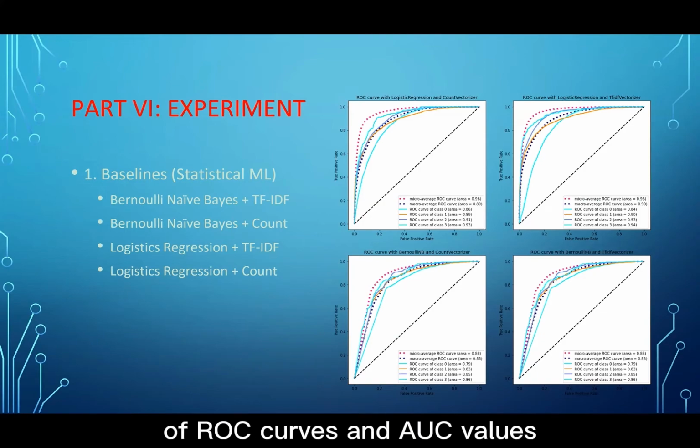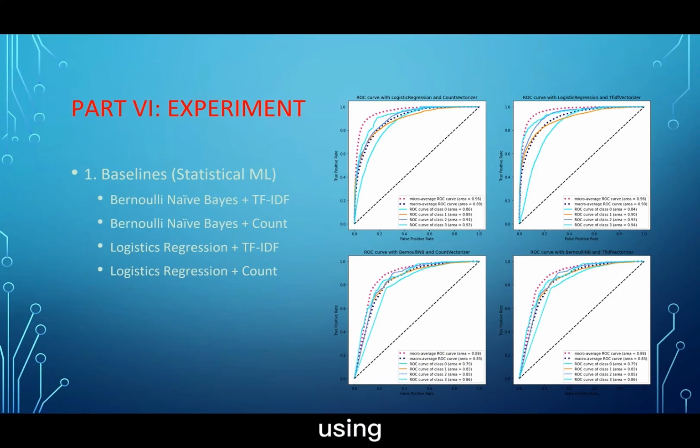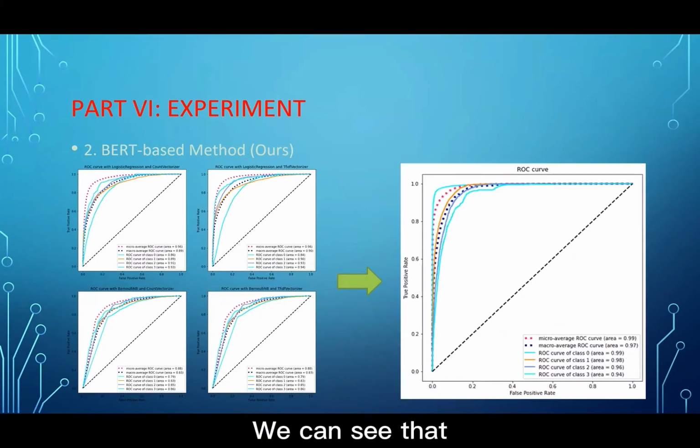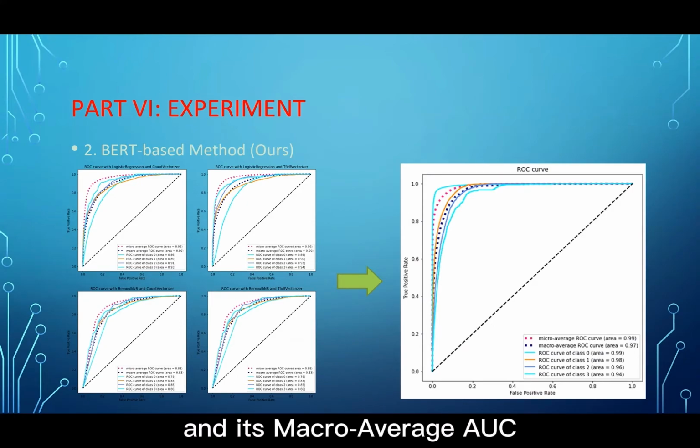From the perspective of ROC curves and AUC values, the logistic regression model using TF-IDF coding has the best results among the baselines, with its micro-average AUC and macro-average AUC exceeding 90%. We can see that the ROC curve of our BERT model is very close to the upper left coordinate point, and its macro-average AUC reaches 97%, and the micro-average AUC reaches 99%. The effect of the BERT model is much better than the four baseline models.